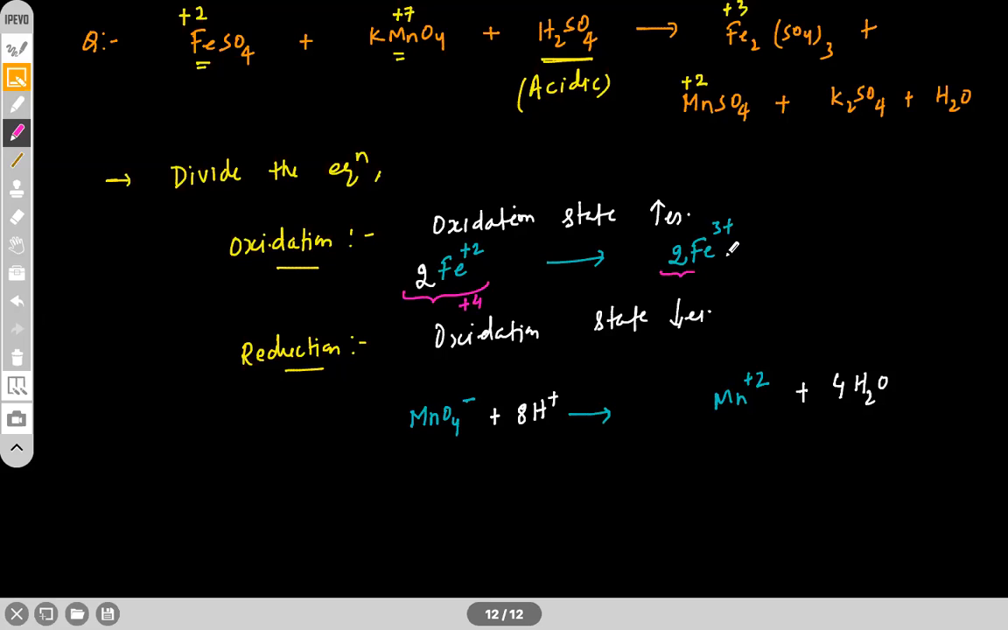What is the total charge here? +6. And how do we balance the charge? By adding electrons. Electrons are negatively charged. So where should we add electrons, right side or left side, in order to balance the charge?